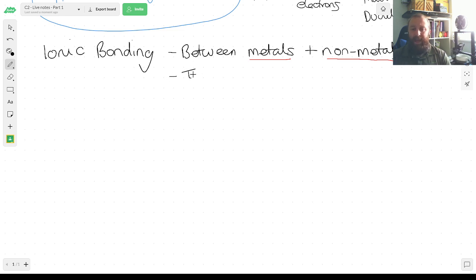We are going to have a look at the transfer of electrons. So again, whenever we look at ionic bonding, it is the transfer. There is no sharing involved. That is covalent. And if we have the transfer of electrons, we can also say this is redox. We looked at a bit of that last time round.